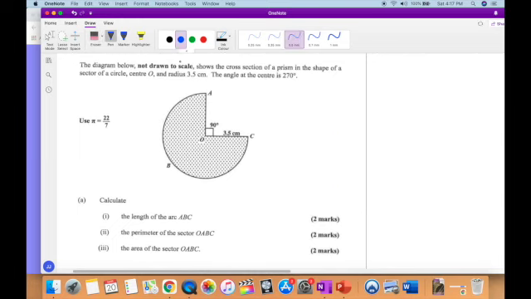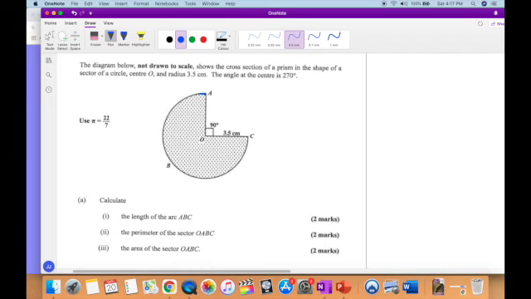And they're giving you the cross section of it. And it's the shape of the sector of a circle with center O, right? And radius 3.5. I could see that. The angle at the center is 270 degrees. So that means that this here is 270 degrees. And they're telling us for some reason to use pi as 22/7, right? So calculate the length of the arc ABC.